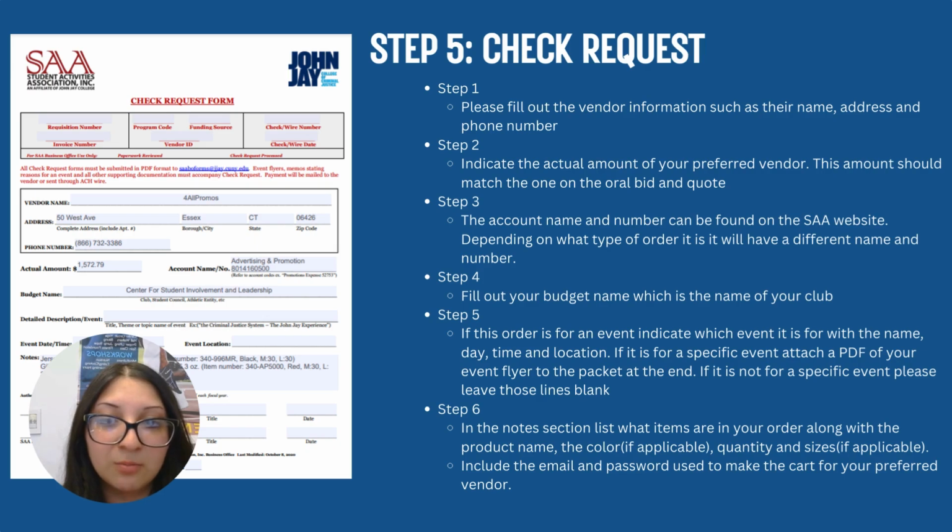Fill out your budget name, which is the name of your club. If this order is for an event, indicate which event it is for with the name, day, time, and location. If it is for a specific event, attach a PDF of your event flyer to the packet at the end. If it is not for a specific event, please leave those lines blank. In the notes section, list what items are in your order along with the product name, the color, quantity, and sizes. Include the email and password used to make the cart for your preferred vendor.